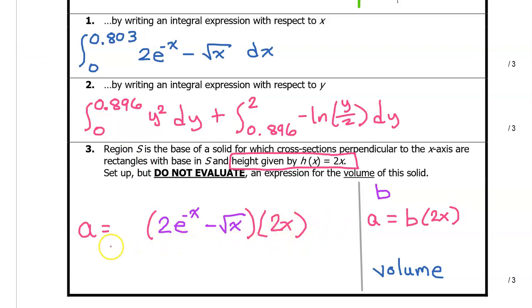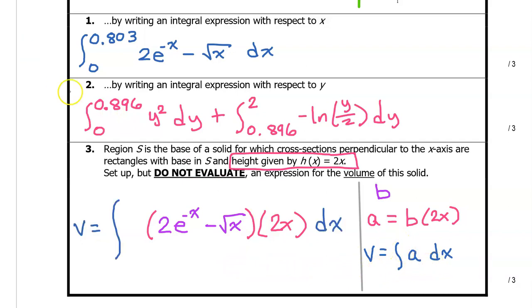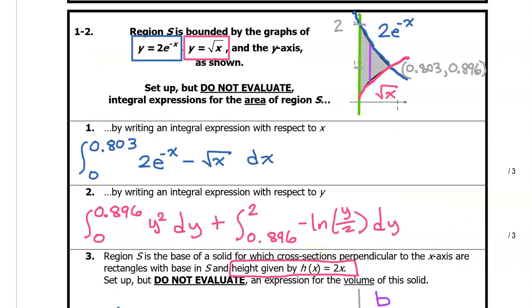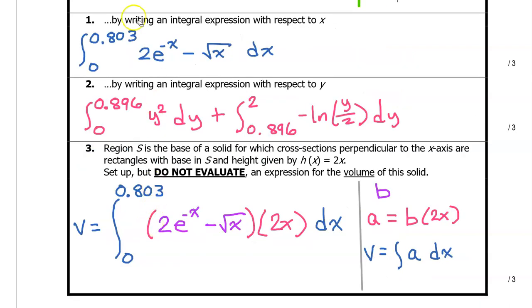The last step is to transform this expression into an expression for the volume of the loaf. The volume will be the integral of the area. When you integrate the area, you are adding up all of the slices, which gives you the volume of the solid. Since our slices are vertical, we are adding up slices from left to right. So our limits of integration will be from 0 to 0.803, the intersection point. So this is an expression for the volume of the solid.